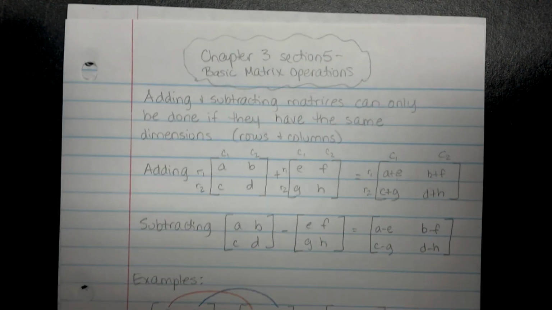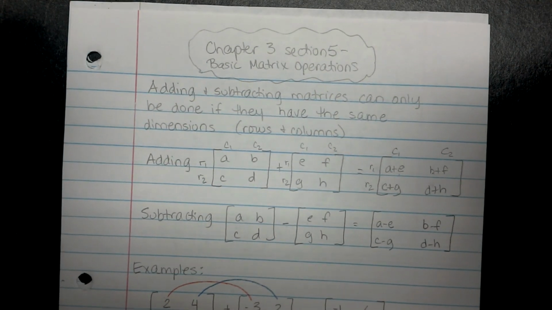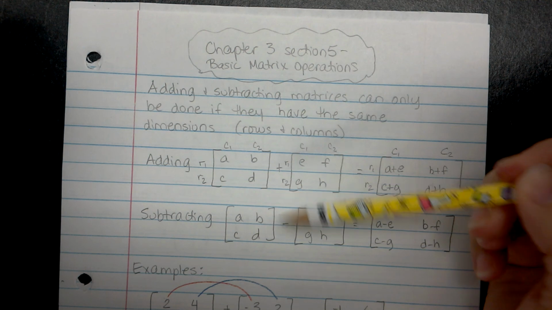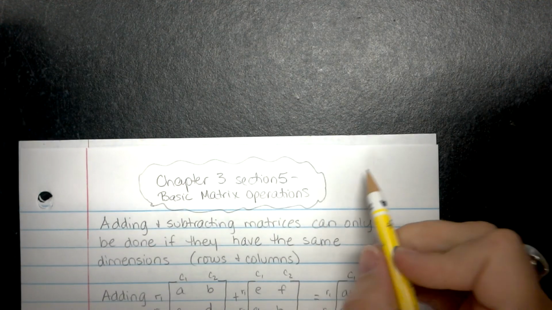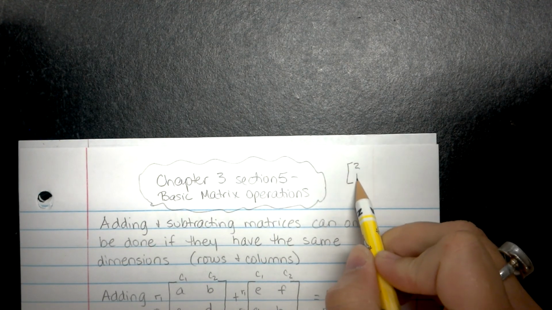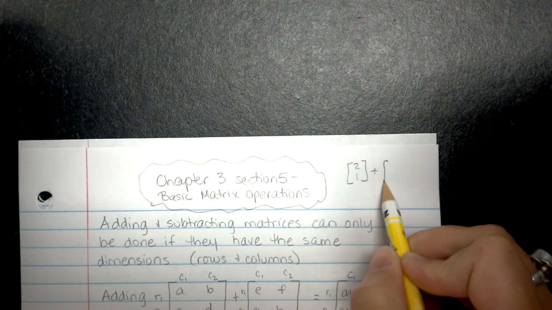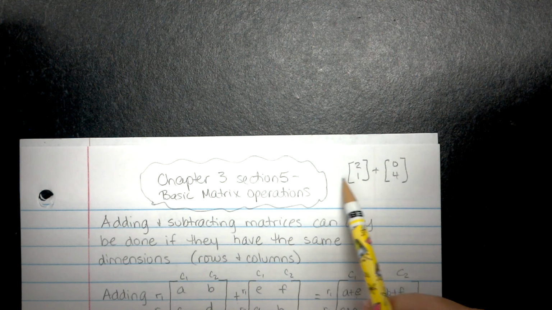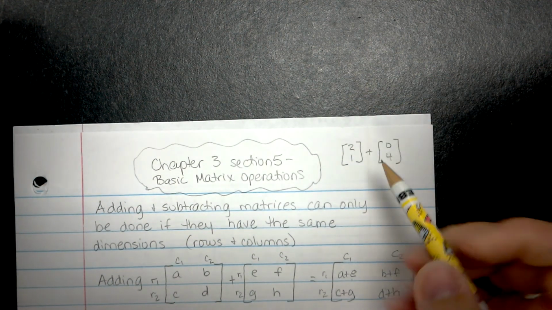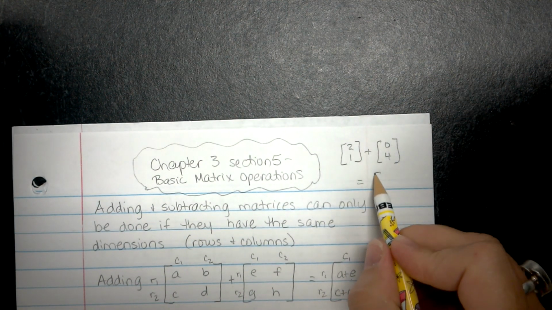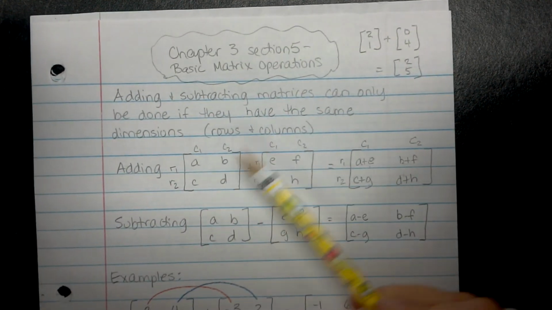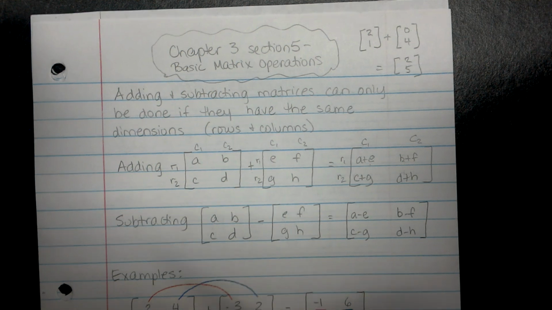Again, just to review, when you're adding and subtracting matrices, they have to have the same number of rows as each other and the same number of columns as each other. So you could have a matrix, for example, that's [2, 1] plus [0, 4]. That would be okay. They both have 2 rows and 1 column. So you would be allowed to do that. So this would be [2, 5]. So they don't have to be a square matrix like this, in other words, 2 by 2s.